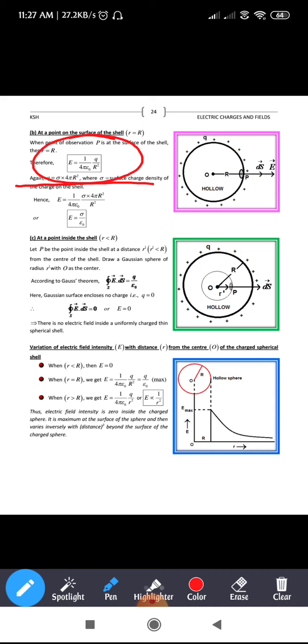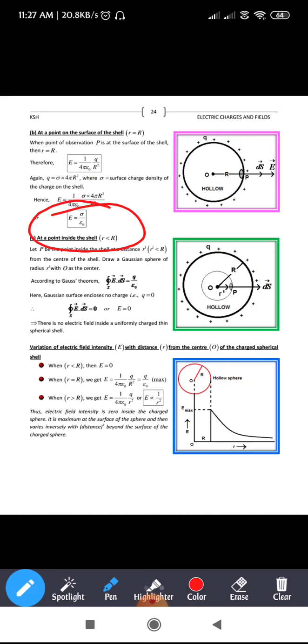That equation gets reduced to this: E is equal to 1 by 4 pi epsilon into q, which is 1 by 4 pi epsilon into sigma into 4 pi r square divided by r square. So you can see the 4 pi r square gets cancelled. The left out thing is nothing but E is equal to sigma by epsilon naught. So this is the expression regarding a point on the surface of the shell.